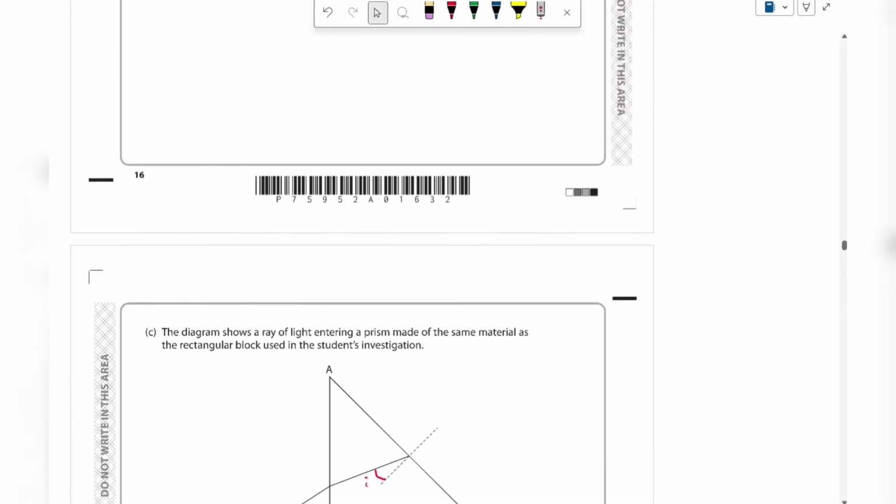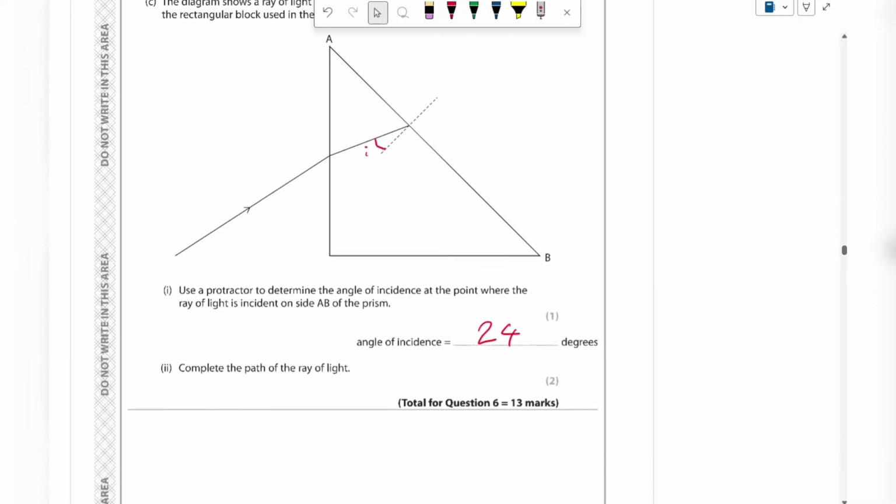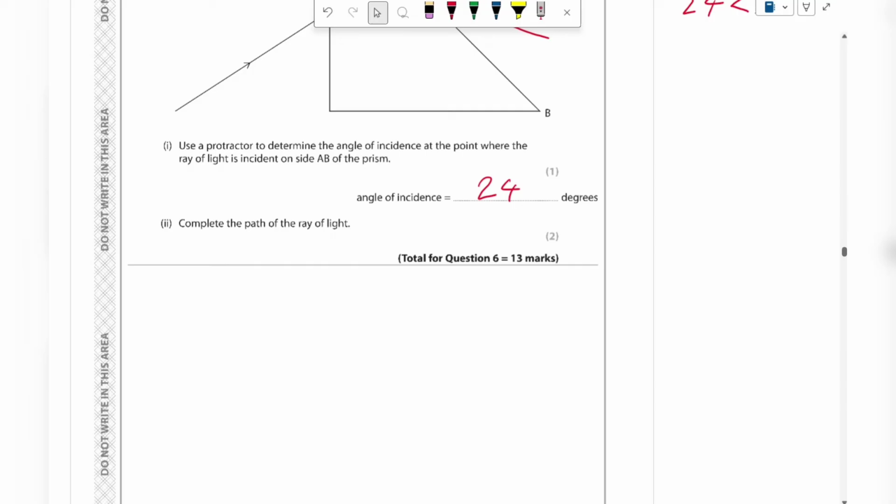Now, we know that the critical angle is 56 degrees. Because 24 degrees is less than 56 degrees, we're not going to get total internal reflection. We're going to get refraction. So it should bend out here, and your angle of refraction, because we're going from glass into air, should be larger than the angle of incidence. If 24 was larger than the critical angle, it would do a total internal reflection, but that's not the case for this.